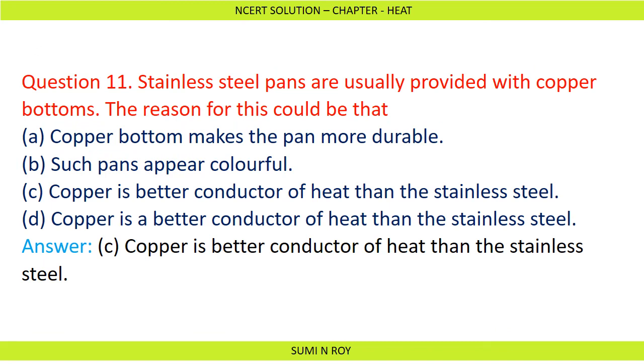The last question is, stainless steel pans are usually provided with copper bottoms. The reason for this is that copper is a better conductor of heat than stainless steel. When we compare copper and stainless steel, copper is a better conductor. So usually for this reason the stainless steel pans are provided with copper bottoms.